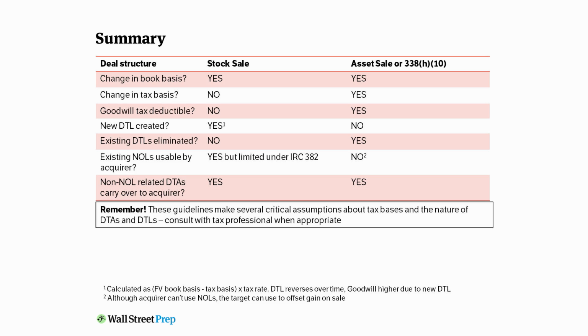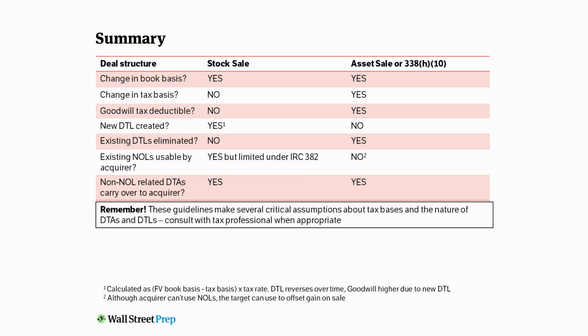Again, for a stock sale, new deferred tax liabilities are created because these bases diverge, creating that DTL, whereas in an asset sale, since there is no divergence in bases, they actually converge during a deal. No new DTLs are created. In fact, old DTLs are eliminated. In a stock sale, of course, existing DTLs are not eliminated. The difference not only persists but is magnified, which is why we create the new DTLs.